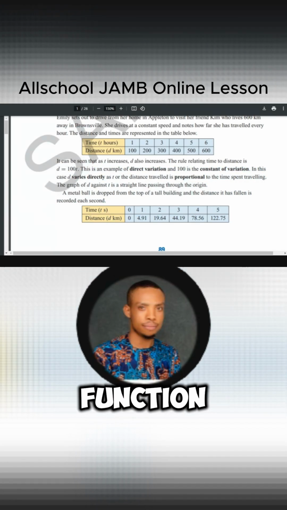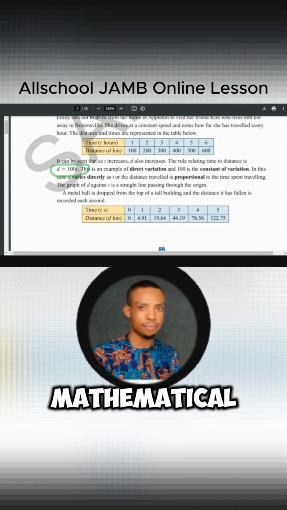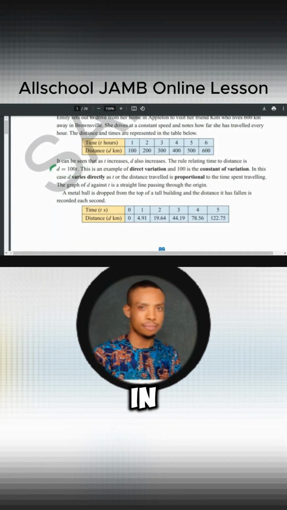This is the function. Let me show you. Let me circulate. This is the function. The function is distance is equal to 100t. Yes, that's the function. A function actually means the formula, or a mathematical expression. That's what we call function in mathematics.